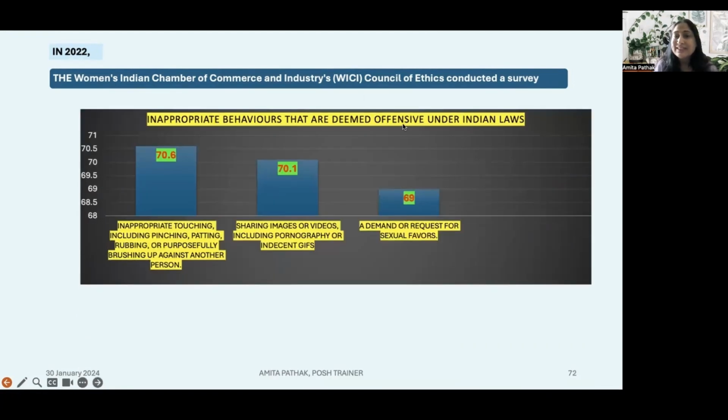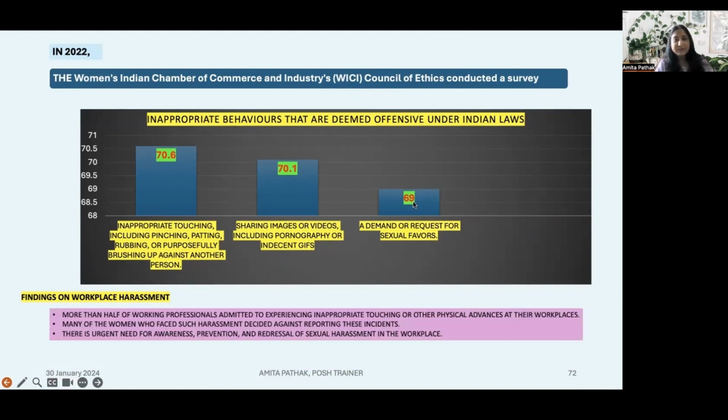Inappropriate behaviors that are deemed offensive under Indian laws. We have three types of behavior here. This is the percentage, and let us take a quick look and focus on the findings. Inappropriate touching, 70.6%, sharing images or videos, 70%, demand for sexual request or favor, 69%.